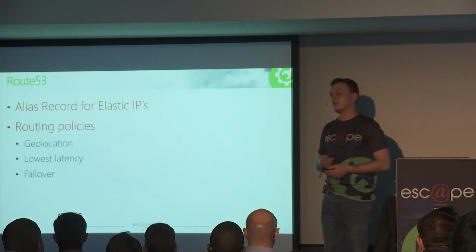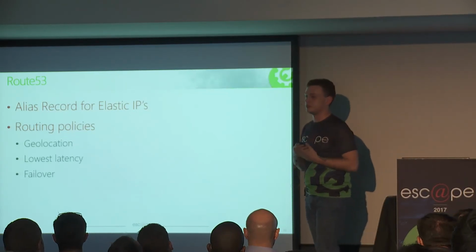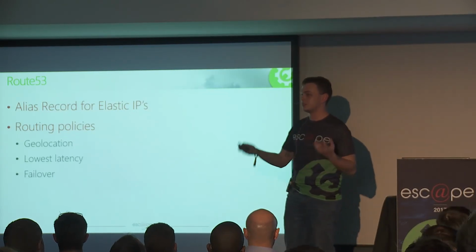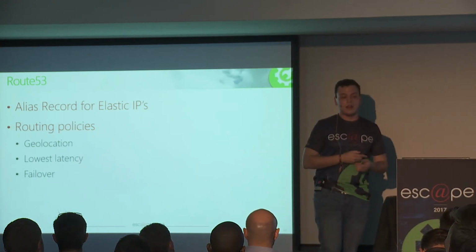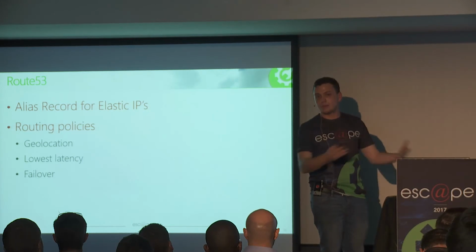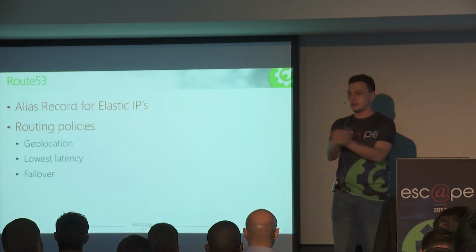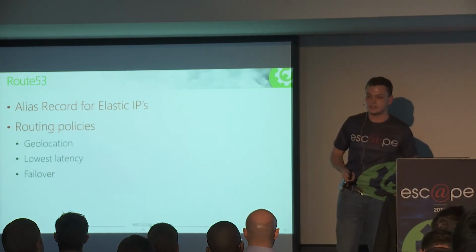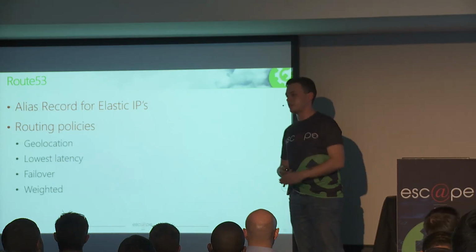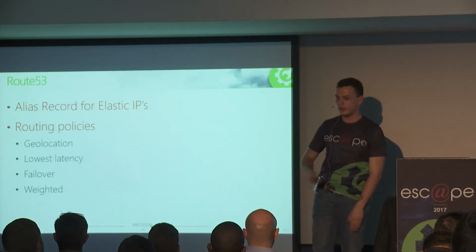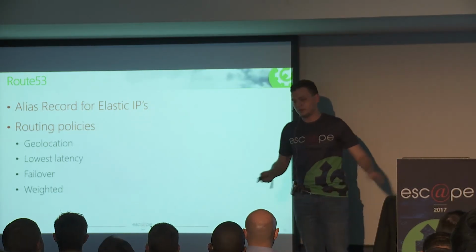Also failover. If I want to use Amazon Web Services for disaster recovery and I have two sites that are deployed where both of them are ready and running, I can, whenever something happens with site A, automatically switch over to site B without my customers noticing. And also your typical routing policy of weighted routing, where I can say 30% of my customers, please use site A, and 70% of my customers, please use site B.